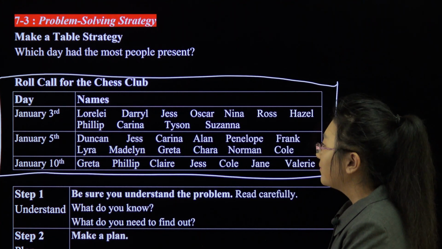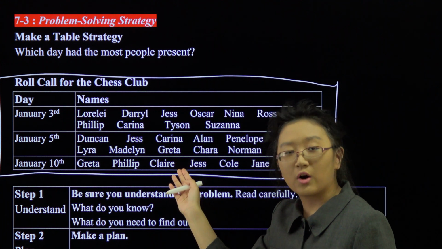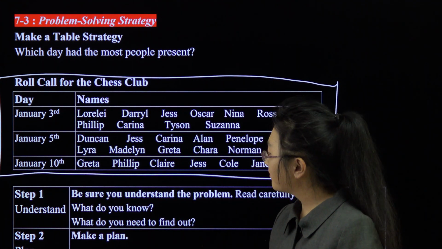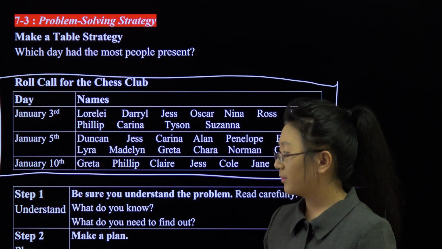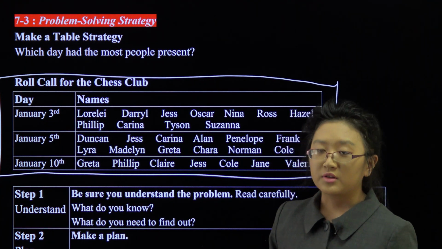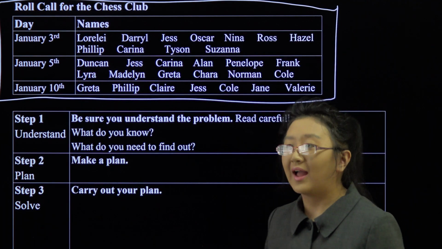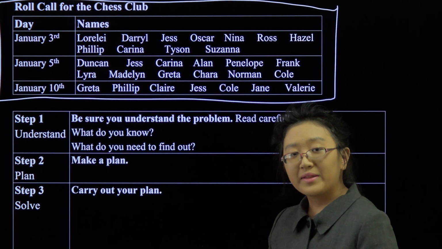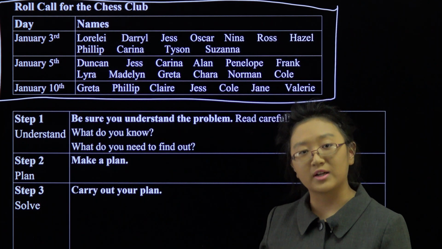Well, we know the day and the people that were there on that day. What do we need to find out? Which day had the most people? So step 2, we make a plan. The purpose of this section is for you to learn the make a table strategy.